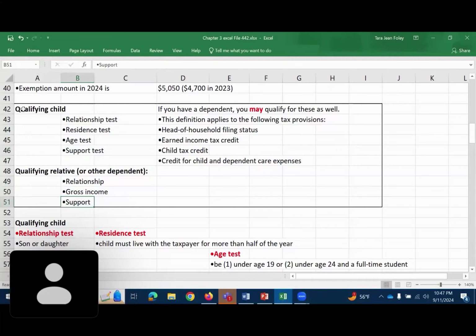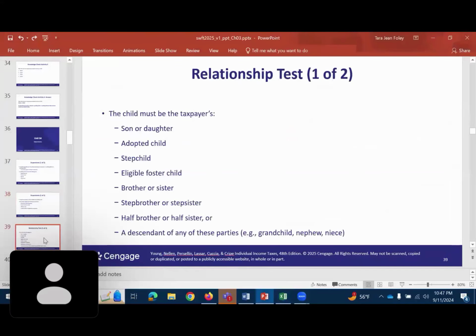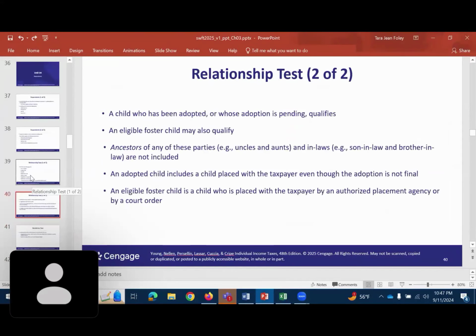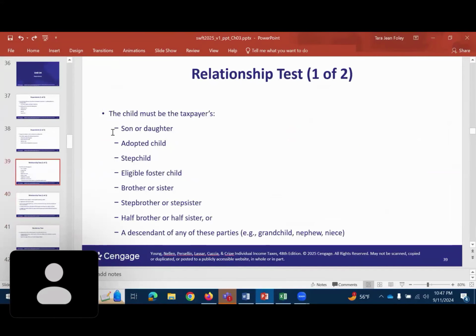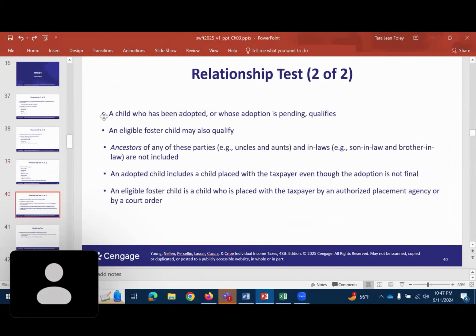So let's say I have a child and they are dependent. They may also qualify for these other things, which is this slide that I said right here. Okay, same thing. I copied it over. So these slides here, I put over into the Excel file because it looks easier on one page. Okay, but you should have read the book, right? What is a child must be one of these things, right?